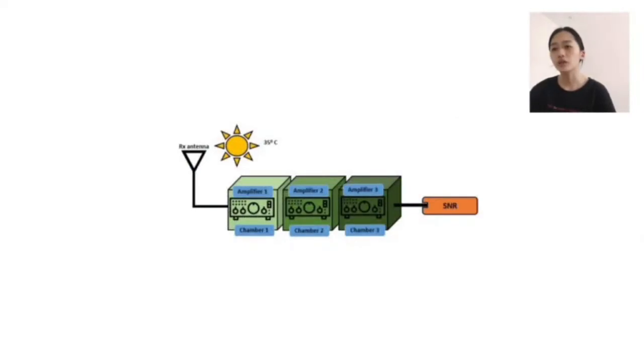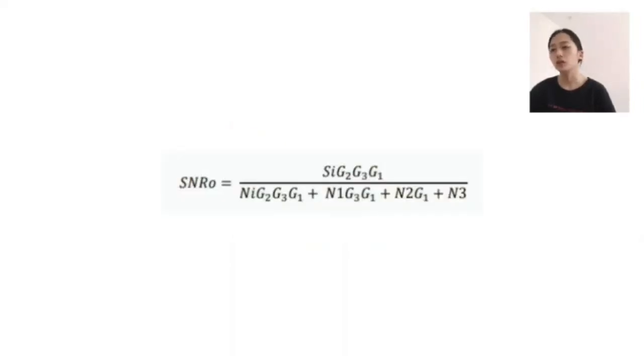In this case, we have 3 chambers and 3 amplifiers, so I made some modifications to the formula. Finally, I got this formula: SNR equals S_I G2 G3 G1 divided by N_I G2 G3 G1 plus N_I G3 G1 plus N2 plus N2 G1 plus N3.